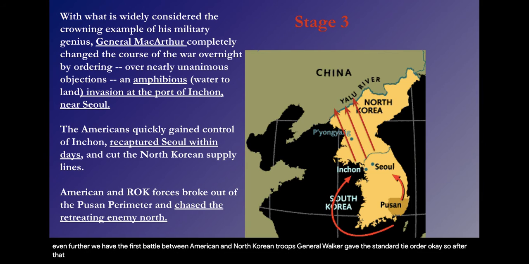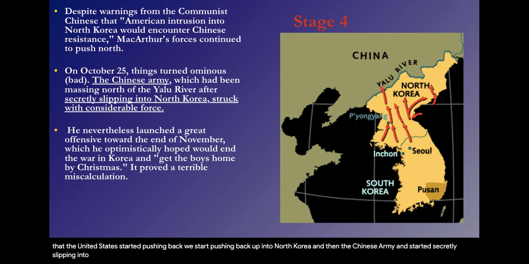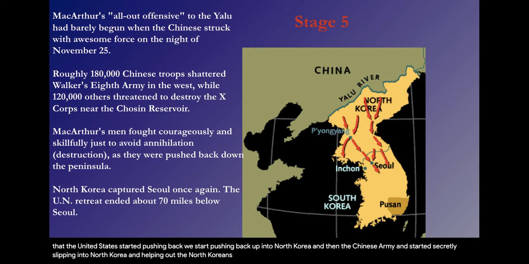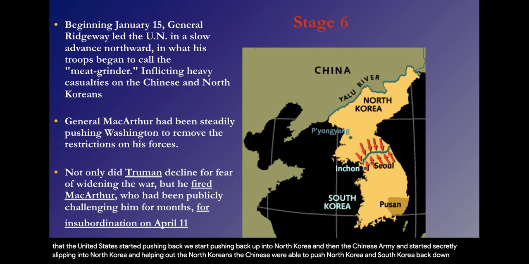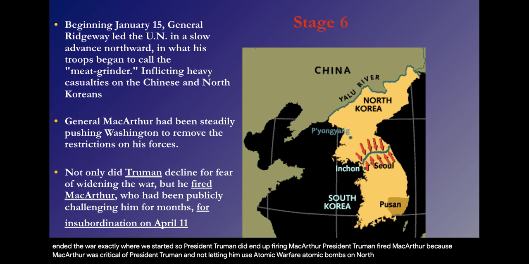After that, the United States started pushing back. We started pushing up into North Korea. And then the Chinese army started secretly slipping into North Korea and helping out the North Koreans. The Chinese were able to push North Korea and South Korea back down, and we ended the war exactly where we started. President Truman did end up firing MacArthur, because MacArthur was critical of President Truman for not letting him use atomic warfare, atomic bombs, on North Korea.